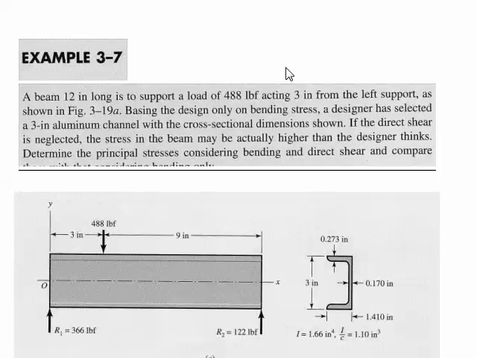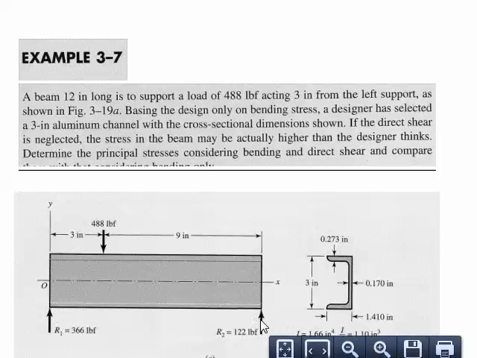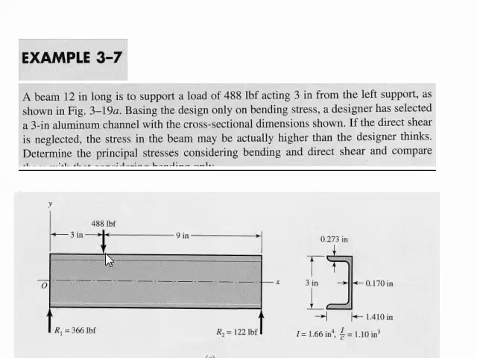Okay, we're going to be looking at example 3-7, again from the latest version of Shigley, also included in my notes. And what we're looking at is the effect of transverse shear, VQ over IB. And so we have a beam that is 12 inches long. It has given cross-section dimensions as shown. It is simply supported, and it has a load that is offset from the center. And we were asked to calculate the stresses.